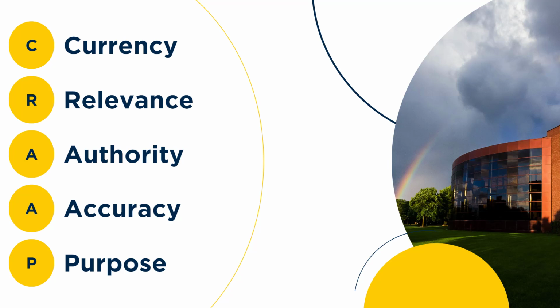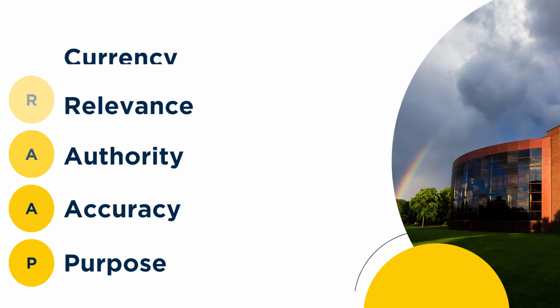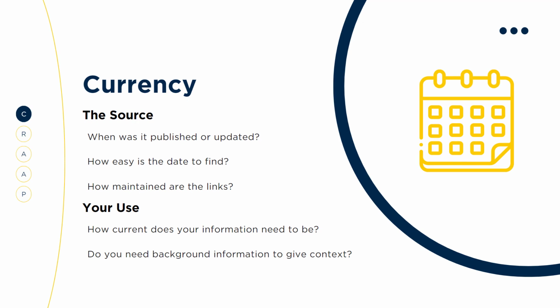When you're looking at currency, first of all, think about when information was published. Does your topic require current information, or could older sources be useful either to give context or background information? Also think about how easy the date is to find. A lot of traditional media formats like journal articles and books have a uniform place to find the date, but it gets trickier to find on a lot of digital resources. With digital sources, digging deeper to see if hyperlinks are maintained can also be a marker for a more up-to-date source.